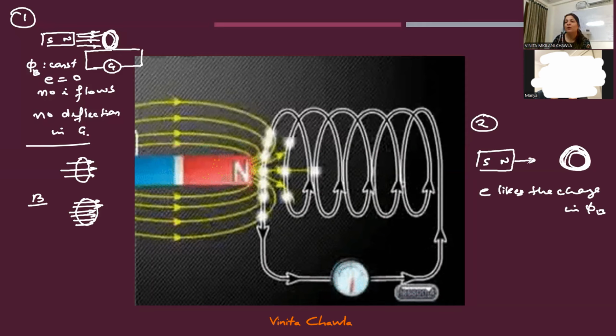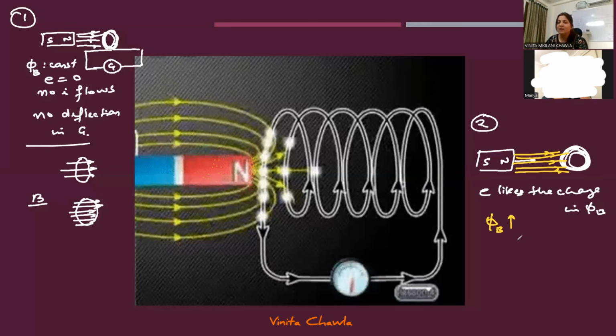So if we are moving the magnet towards the coil, what will happen? Field lines entering the coil will increase. As in the GIF you have seen, we were moving the magnet towards the coil and the number of field lines entering the coil was increasing. So the field lines will increase, and because of the increase in the field lines entering the coil, phi B increases. Flux linked with the coil will increase, right?